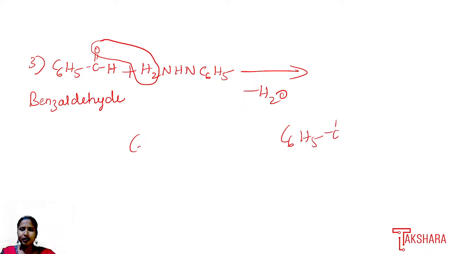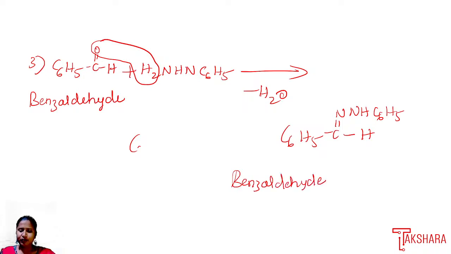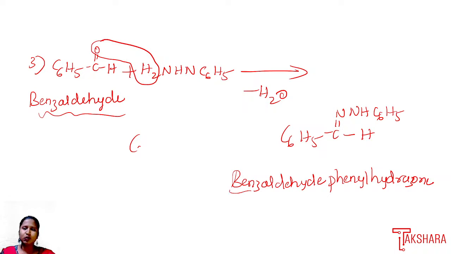We'll get the product C6H5 C double bond N NH C6H5, and here again a hydrogen atom is attached. So the product name is benzaldehyde phenyl hydrazone. The reactant name is benzaldehyde; the product name is benzaldehyde phenyl hydrazone. Okay, then let's go to the next.